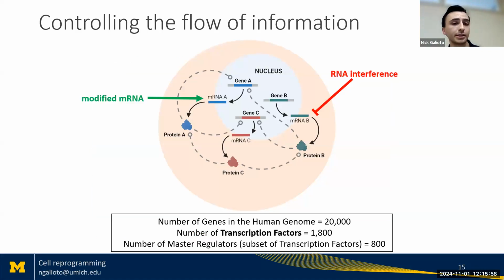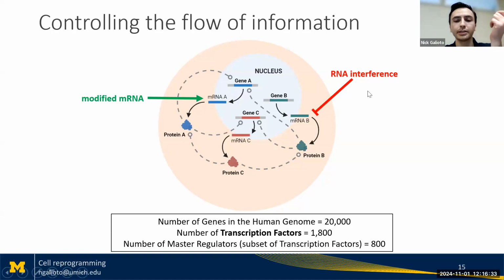And the way that we're going to do this is by controlling the flow of information. So here I have a schematic of a cell with the nucleus. If you remember, we have the genes inside the nucleus, which make the mRNA, which then go on to make the protein. What we can do is add in modified mRNA, like a transcription factor, into the cell, and that will stimulate the production of RNA from a specific gene that this transcription factor targets.